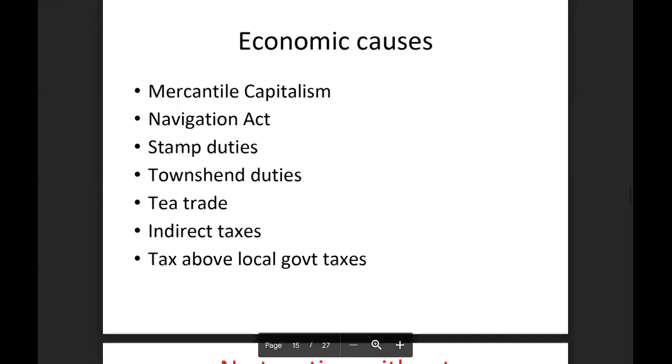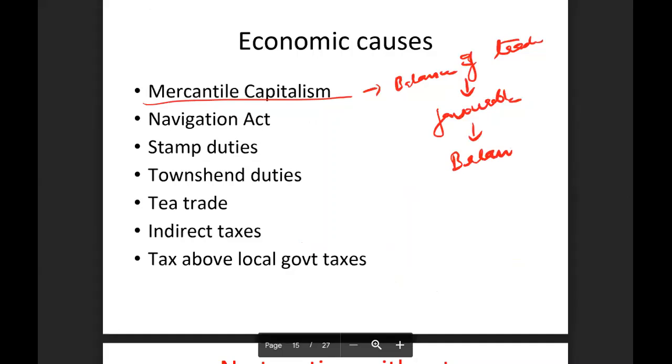So we can summarize the economic causes by talking about mercantile capitalism. What is mercantile capitalism? Mercantile capitalism means balance of trade. Export minus import, the balance of trade, had to be favorable to Britain. This was the funda. The only aim was that Britain could have trade relations with any country, import or export anything, but the balance of trade had to be in favor of Britain. That was mercantile capitalism.